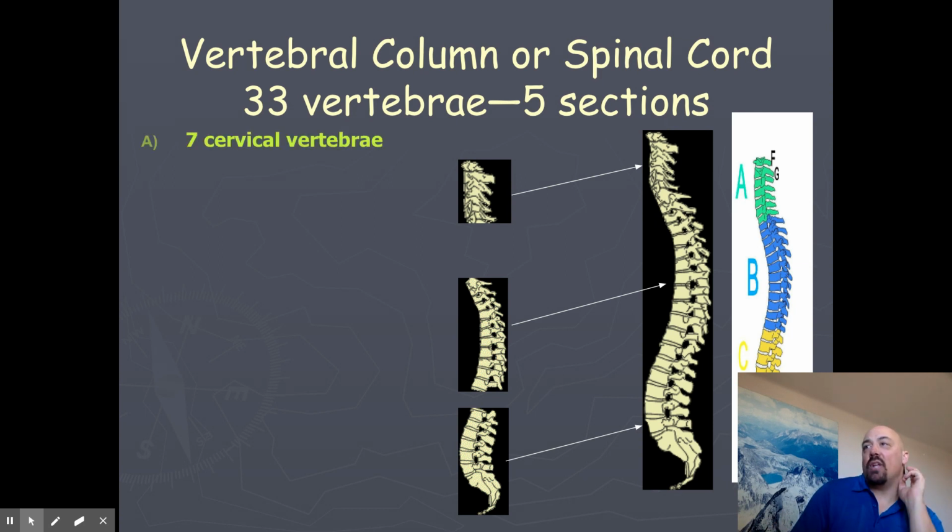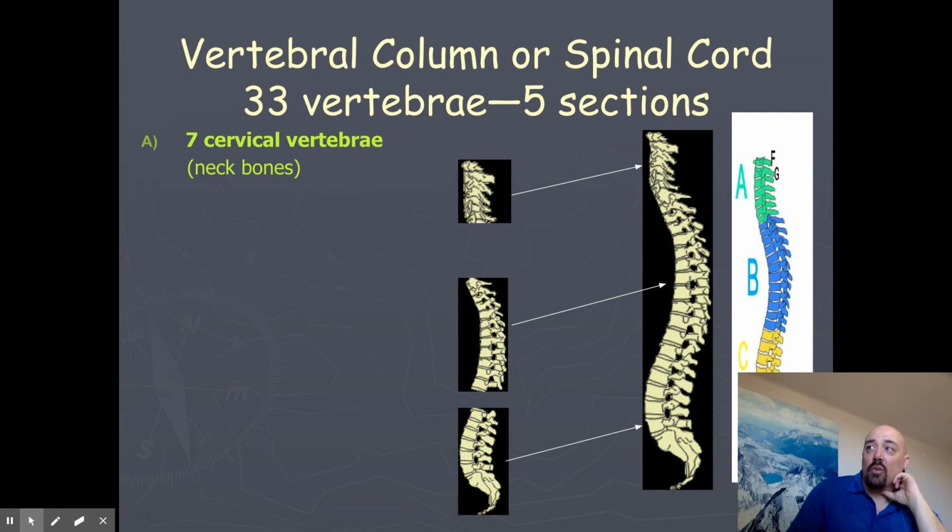Okay, so section A is what we call our cervical vertebrae. These are of our neck. We have 7 of them, and they're shaped a little bit differently than the other ones. With these cervical vertebrae, the first one is called C1. The second one is called C2, for cervical, then C3, C4, C5, C6, and C7. So that's how we name them, and it stands for first cervical, second cervical, that type of thing.